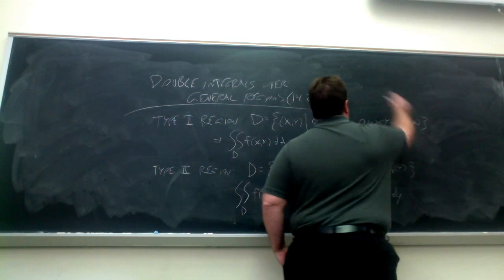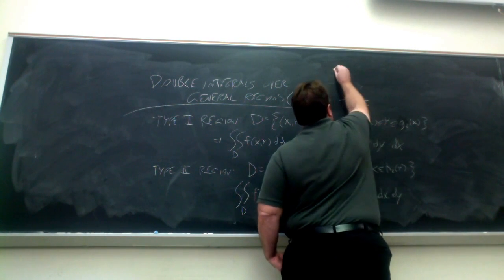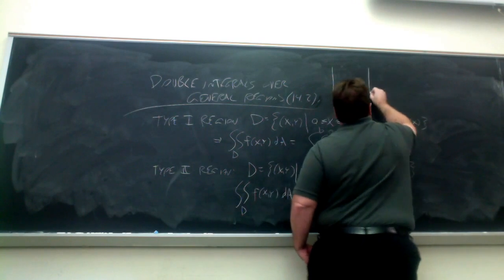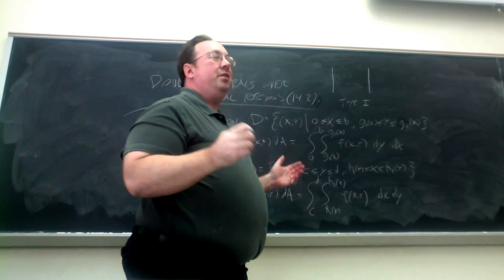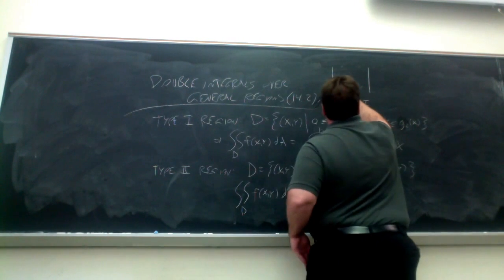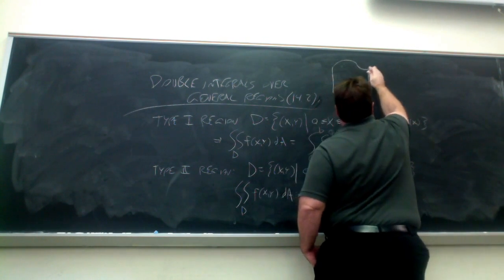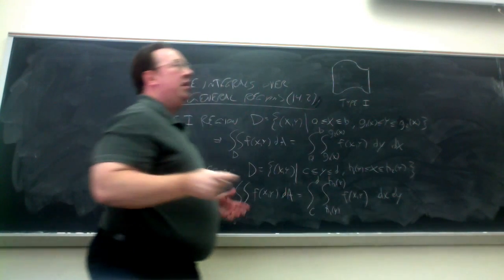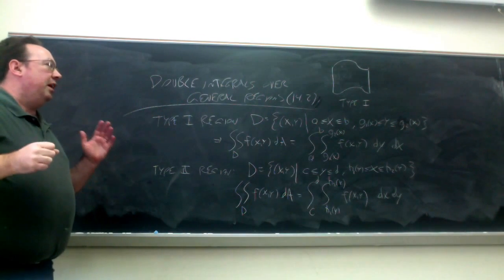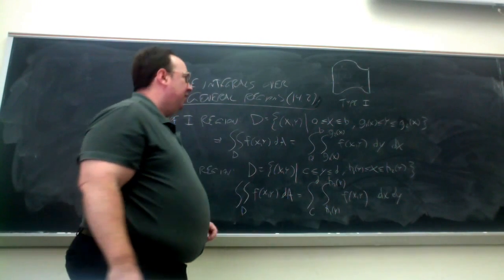So if I draw these, type 1 would be something like this, where you have vertical boundaries, so vertical lines for your left and right boundaries, and then you have some function. It could be a curve, it could be another line. It doesn't matter. But if you have vertical left and right boundaries, then that is type 1.